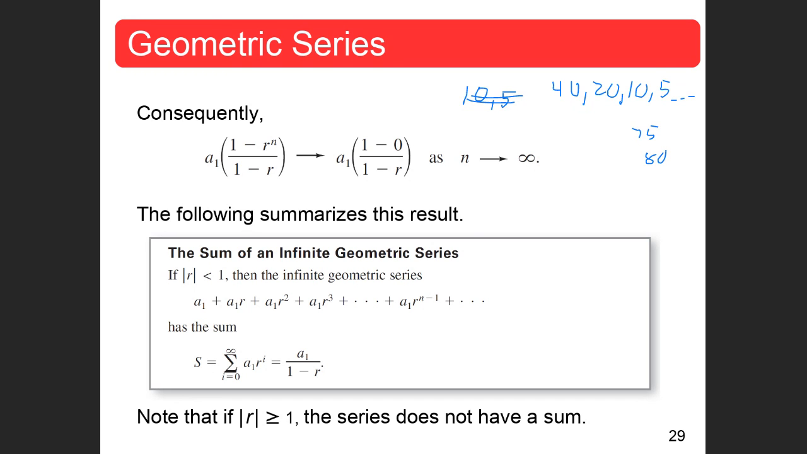So this formula tells me that if I take the first term over 1 minus r, where my r value was 1/2, wasn't it? 1 minus 1/2 is 1/2, so this is 40 over 1/2, which is 80. The sum of all these numbers added together, an infinite number of them, would add up to 80. That is just mind-blowing for some kids. But when you think about it, you're adding a smaller and smaller and smaller number onto that. It has to converge onto a specific number.